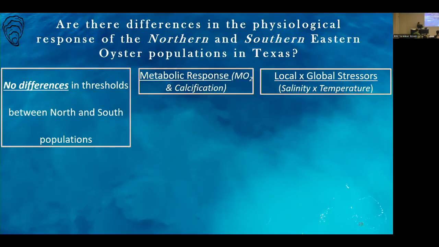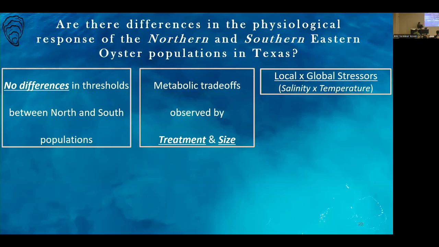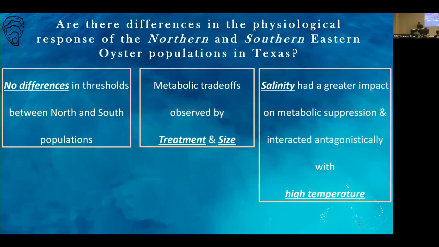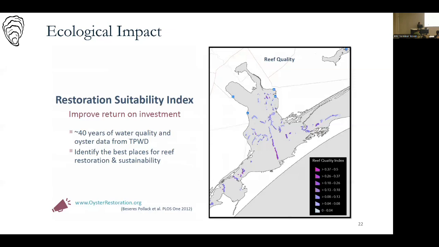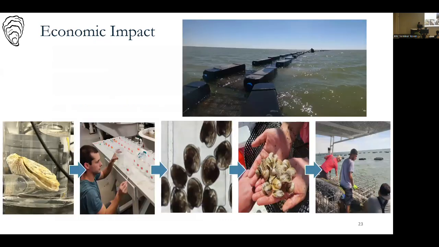So in conclusion, we saw no differences in the thresholds between north and south. We saw metabolic trade-offs by treatment and size of the oysters. And we saw that salinity had a greater impact on metabolic suppression and interacted antagonistically with high temperature. So this data can be used to inform restoration suitability indexes for oyster restoration, and can also be used for selective breeding that's happening here in Texas to improve the Texas aquaculture industry.